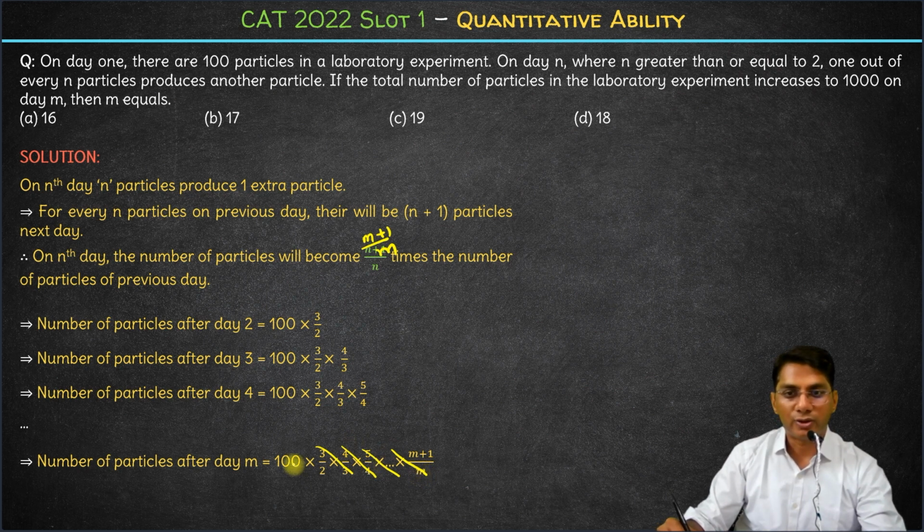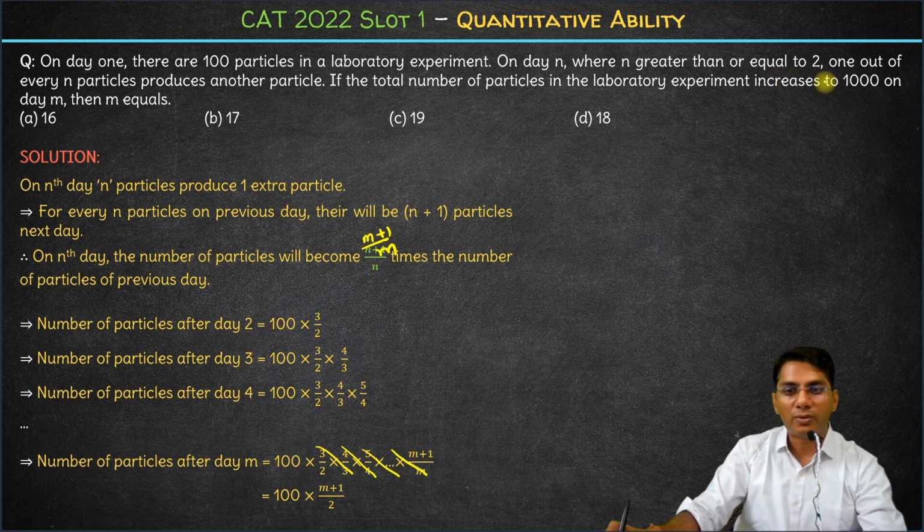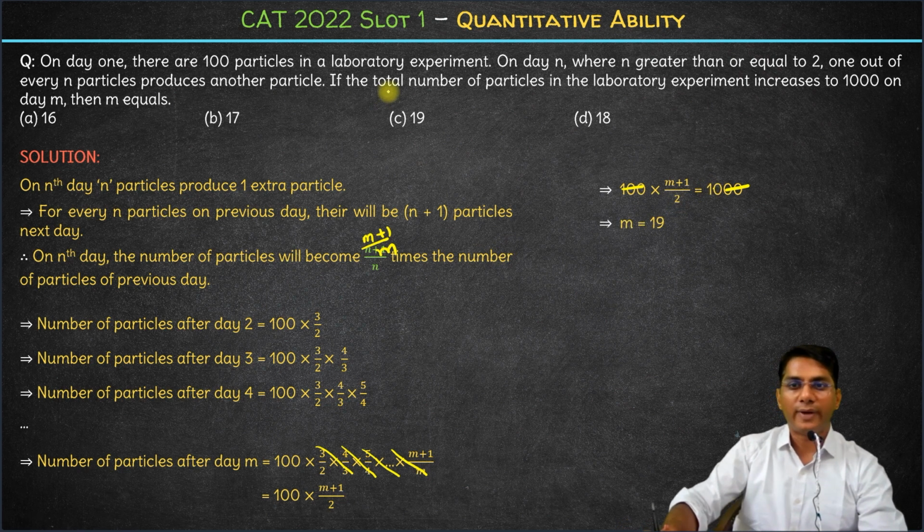So this simplifies to 100 into (m plus 1) by 2. This is going to be the number of particles at the end of any mth day. And we want the number of particles to be equal to 1000. Hence 100 into (m plus 1) upon 2 is equal to 1000. So 100 gets cancelled out. m plus 1 is equal to 2 into 10, 20. Hence m comes out to be 19. So the value of m here is option C, 19.